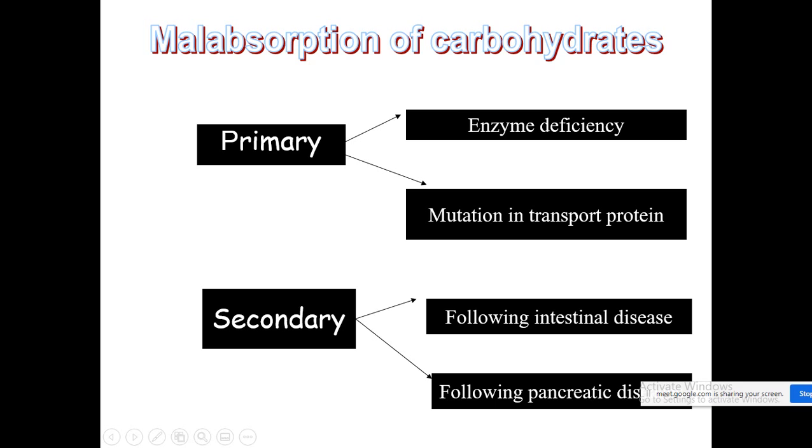Okay, secondary malabsorption of carbohydrates is because of some intestinal disease. After some intestinal disease, this secondary malabsorption can follow, or maybe it can follow because of pancreatic disease. So this is because of an acquired disease, and because of the disease there is poor absorption of the carbohydrates. So this is called secondary malabsorption.